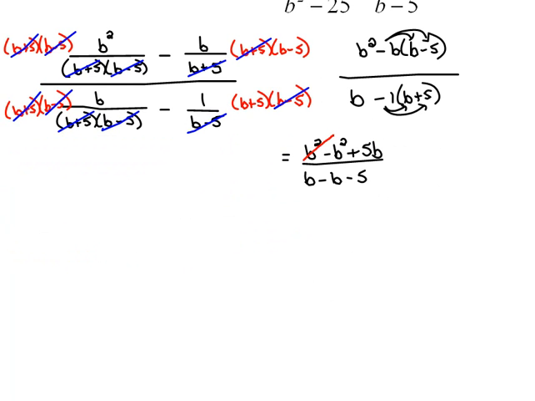Now here, our b squared minus b squared will cancel, so on top we're left with 5b over. On bottom, b minus b, those cancel, so we're left with minus 5. And if you think about this, it doesn't matter where that negative is. We can leave it on bottom, but it's just not in good form. So we could actually bring that up to the top and make that negative 5b over 5. And then, look, our 5's will cancel. So this simplifies to negative b.